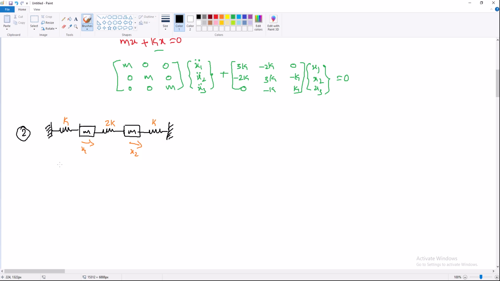Apart from this we do not have any other data. So for the free body diagram I must consider the equation for mass 1 and mass 2. So now the free body diagram for mass 1, for this system. So this is the mass m, right?